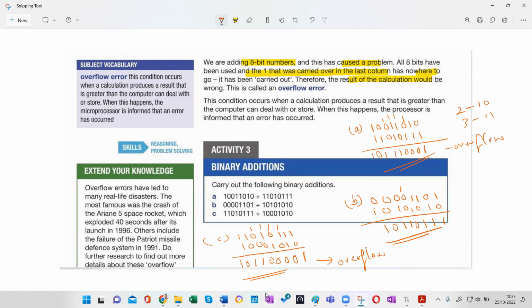Is that correct? C? What about C? Is that the answer you got? Okay, great, excellent.